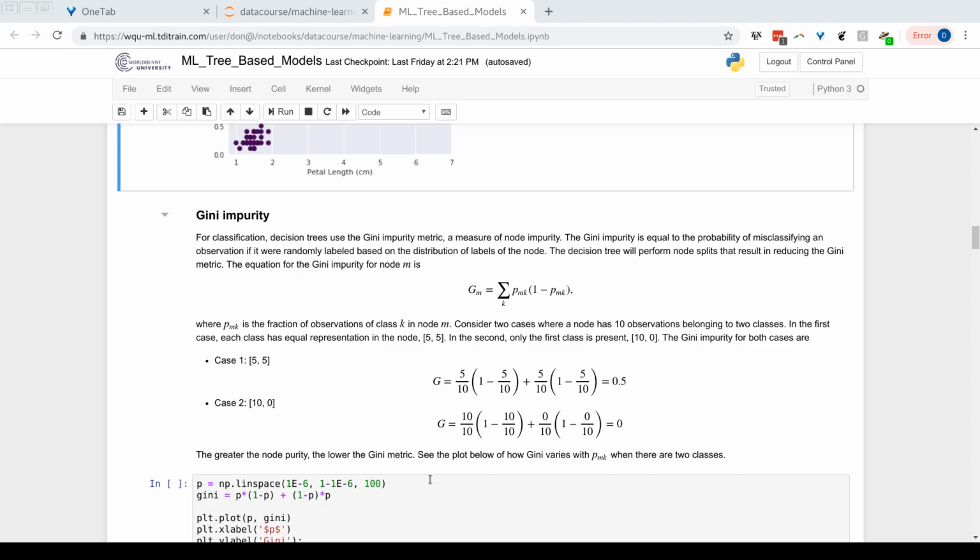So there's 2 different metrics we can use when we are dealing with classification decision trees. One metric is the Gini impurity metric, which is a measure of node impurity. It's going to be equal to the probability of misclassifying an observation if we were to randomly label based on the distribution of labels of the nodes.